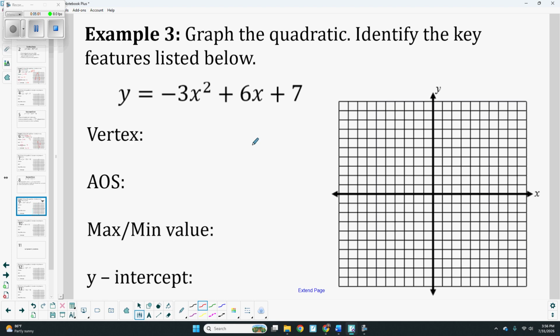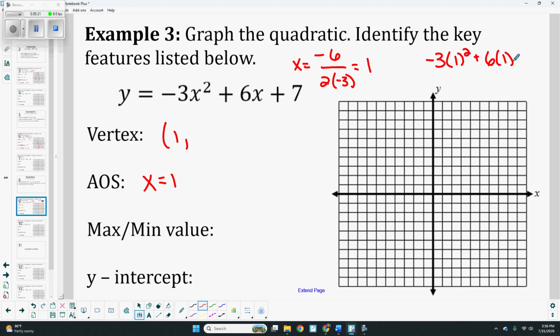So here, negative b over 2a would be negative 6 over 2 times negative 3. So negative 6 over negative 6 is 1. So the axis of symmetry, x equals 1. If I plug 1 back in, that's negative 3 times 1 squared plus 6 times 1 plus 7. So negative 3 plus 6 is 3 plus 7 is 10. So 1 comma 10 is my vertex.